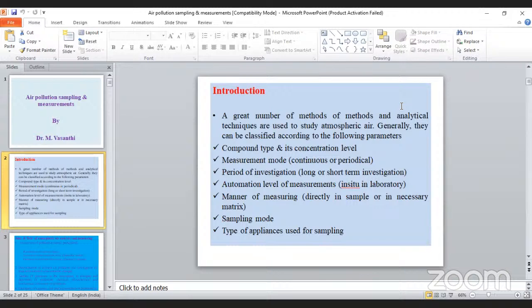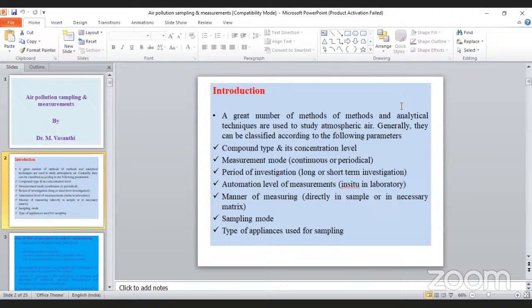Period of investigation: whether it is a long term or a short term investigation. Whether we are going to do the analysis in the laboratory or in situ, and the automation level of measurement. And whether we can analyze the sample directly, do the sampling directly, or have to use some solvent. As I told you, they make it a matrix, then bring it into the laboratory for the analysis. Sampling mode and the type of appliance used for the sampling.